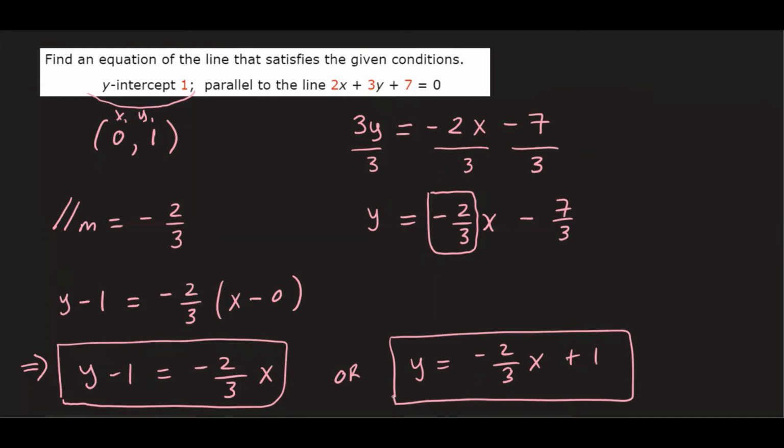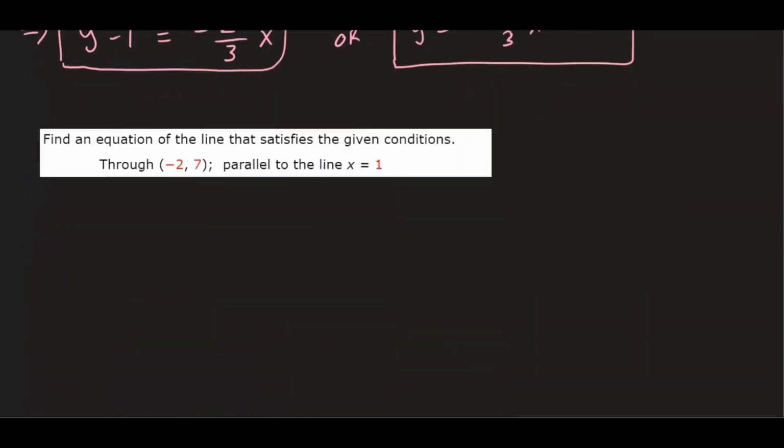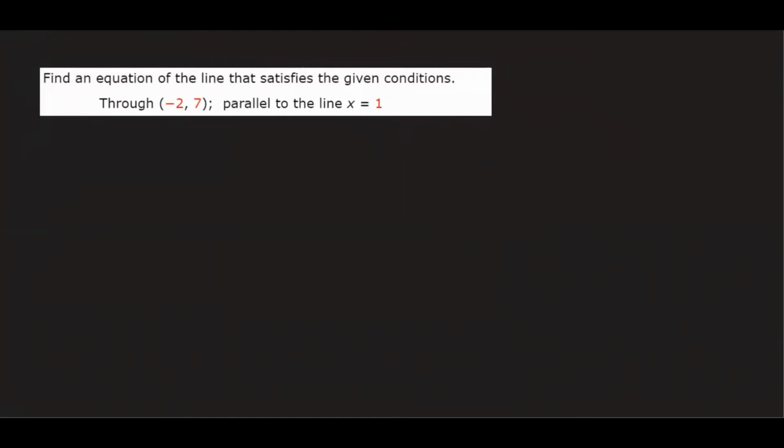Okay, let's try another example. Let's try this one. Find an equation of the line that satisfies the given condition. We want the line through the point (-2, 7) parallel to the line x equals 1. Okay, well, what's the slope for this line? Well, if you recall, a vertical line has an undefined slope. So this is a vertical line.